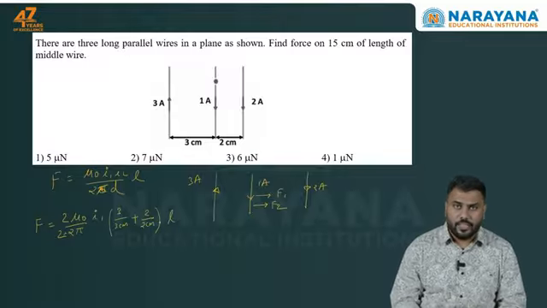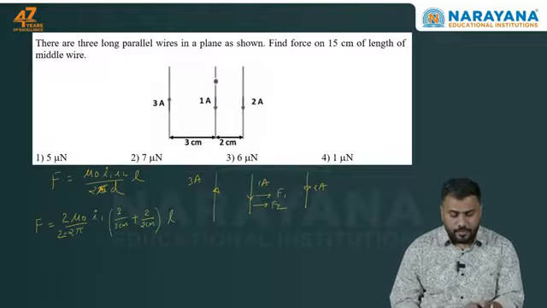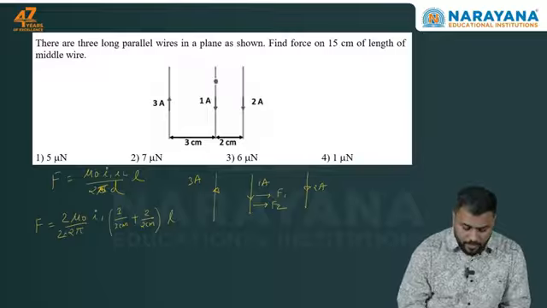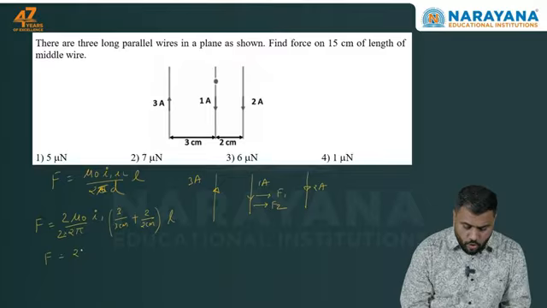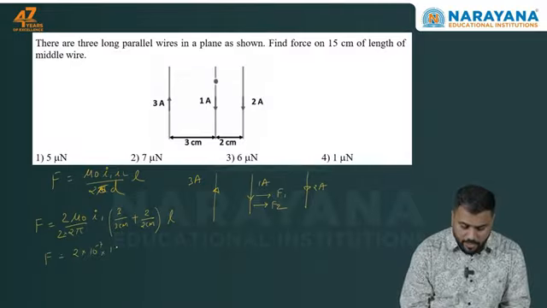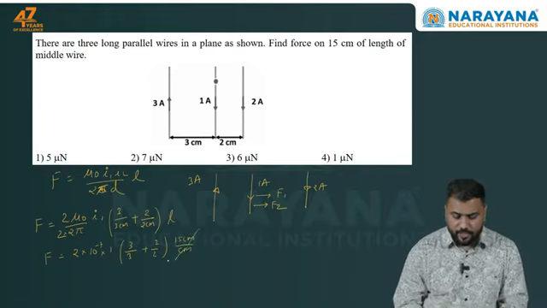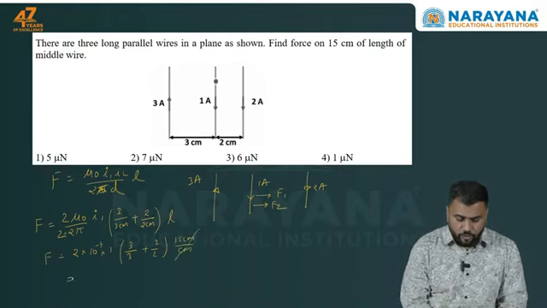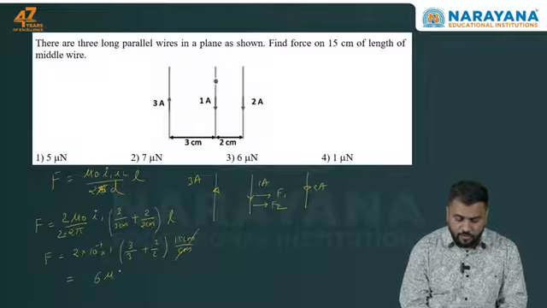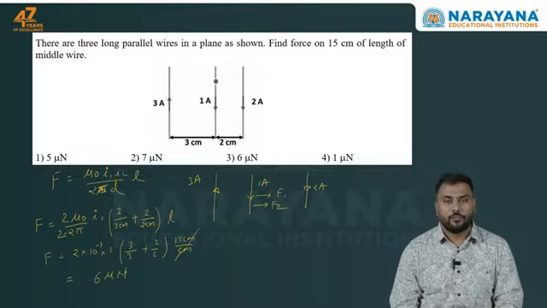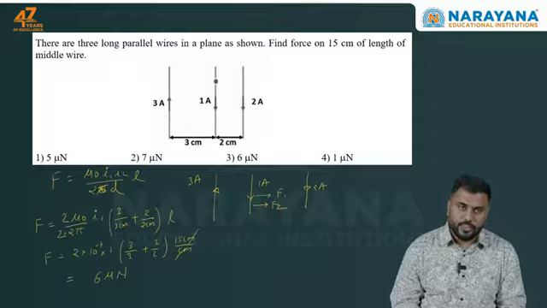Put the value of centimeter as 10 power minus 2 meter; we can substitute L as 15 centimeter. So the value of the expression 2 mu naught by 4 pi I am going to write as 10 power minus 7. Current in the middle wire is 1 ampere. This will be 3 by 3 plus 2 by 2. Centimeter I am taking common, so 15 centimeter by centimeter will cancel. If you solve this expression, we are getting 6 micronewton. So the answer of this question is 6 micronewton.